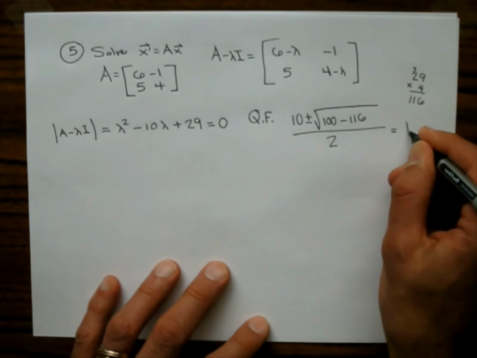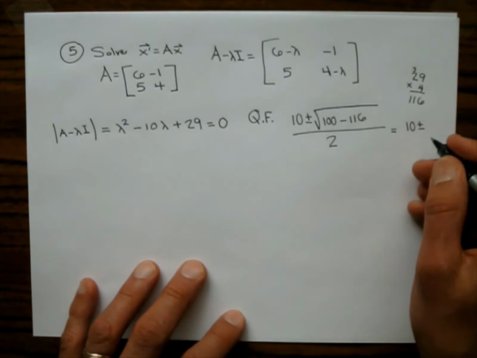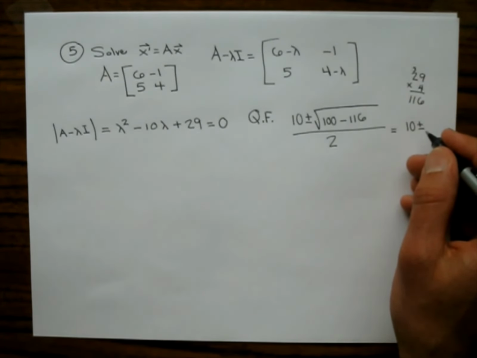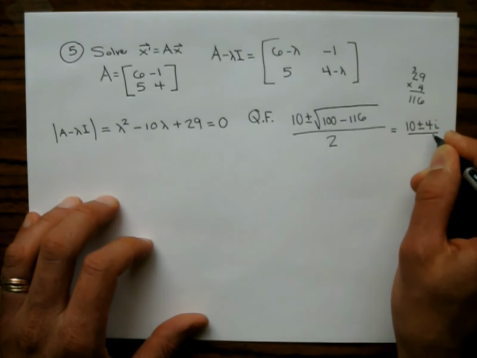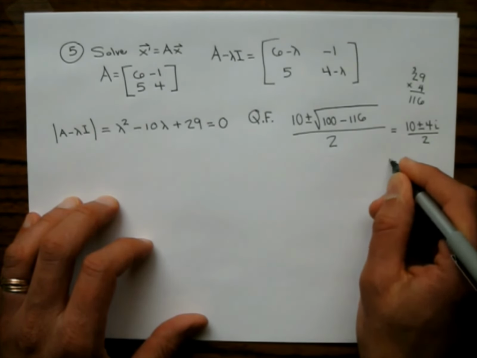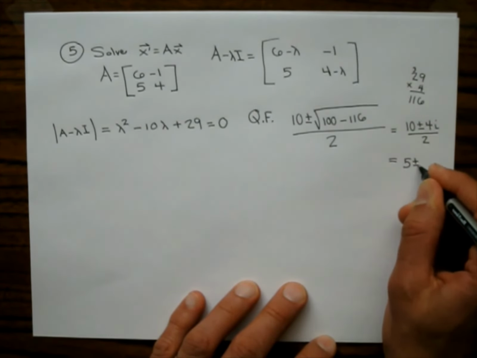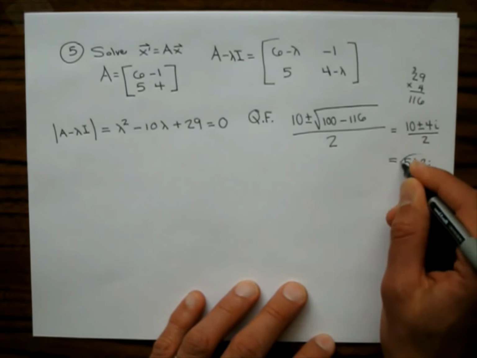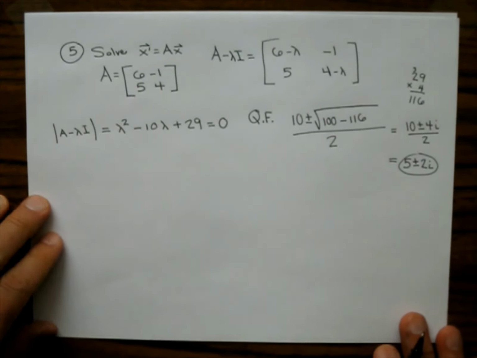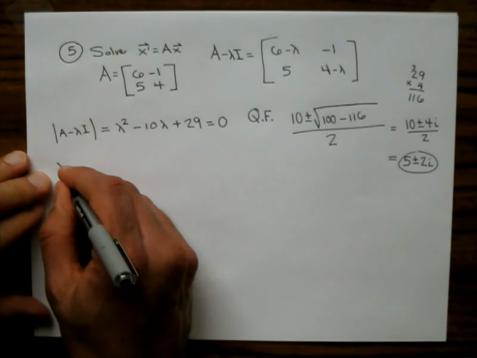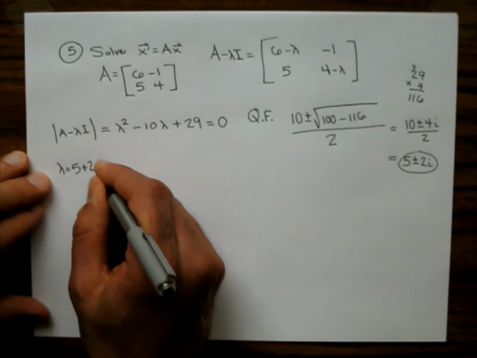So this gives me 10 plus or minus the square root of -16, which is 4i, all over 2. We split the fraction and we end up getting 5 plus or minus 2i. So those are the eigenvalues. Okay, so we have lambda equals 5 plus 2i.